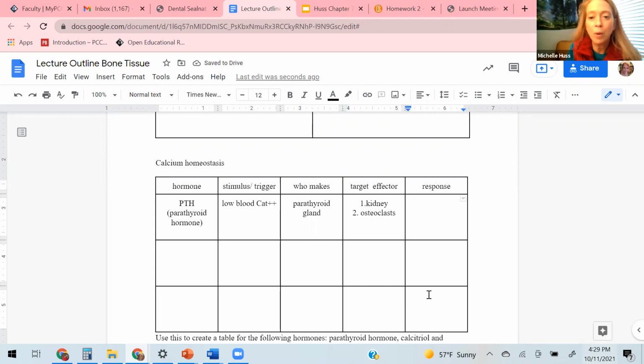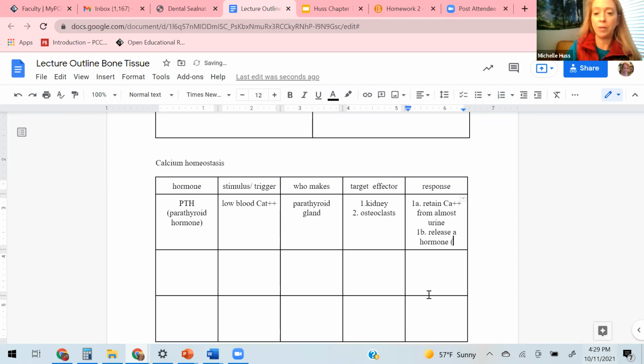The response: we have 2 effectors, which means we have to have 2 responses, and it turns out we're going to have 3. The kidney is going to do 2 things. 1A, the kidney is going to retain more calcium from the almost urine. From what will be urine, it's going to retain more. 1B, also from the kidney, it's going to release a hormone, and that hormone's name is calcitriol.